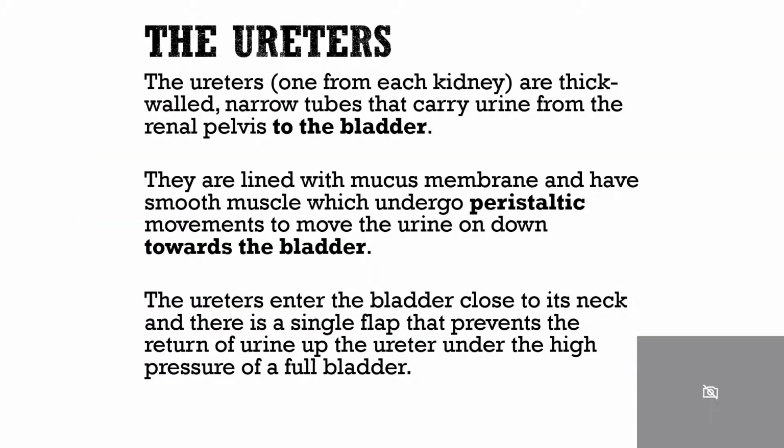The ureters. The ureters, we have one from each kidney, are thick-walled, narrow tubes that carry urine from the renal pelvis to the bladder. They're lined with mucous membrane and have smooth muscle which undergoes peristaltic movements to move the urine on down towards the bladder. The ureters enter the bladder close to its neck, and there is a single flap that prevents the return of urine up the ureter under the high pressure of a full bladder.